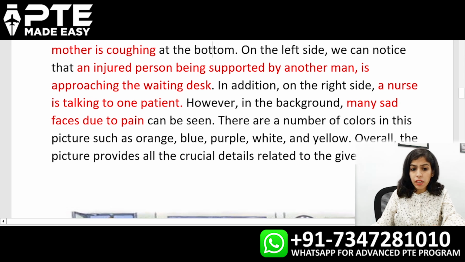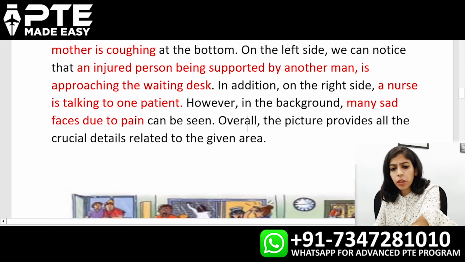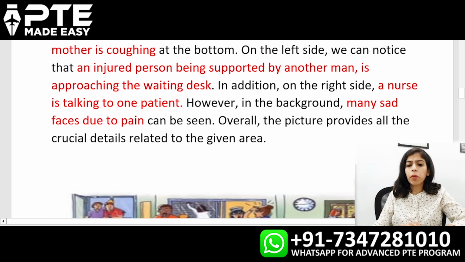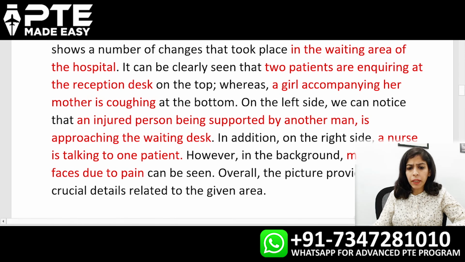There are a number of colors in this picture. If you want, you can actually skip this particular part. Yes, we can see a number of colors, but we have already explained a lot in this. So we can skip that line if you want to. Last but not the least, overall, the picture provides all the crucial details related to the given area. So this is what happened.